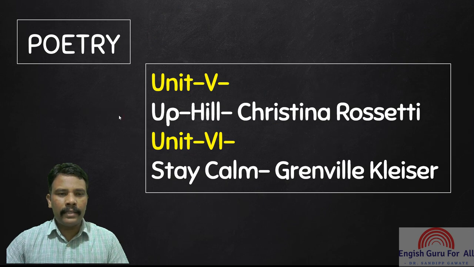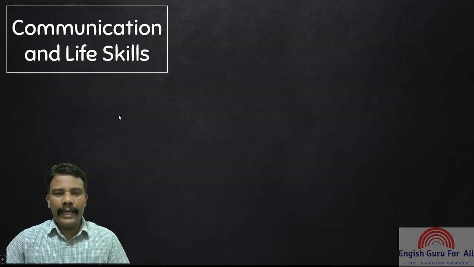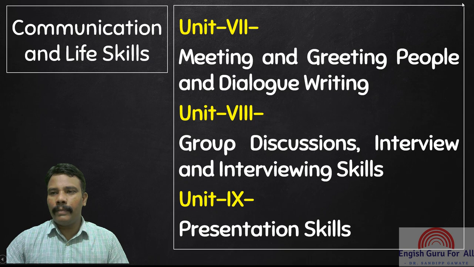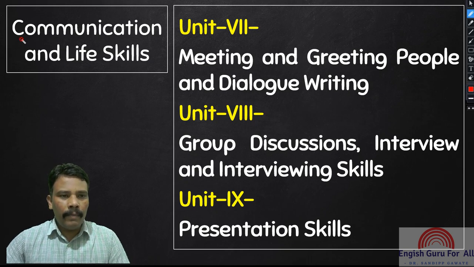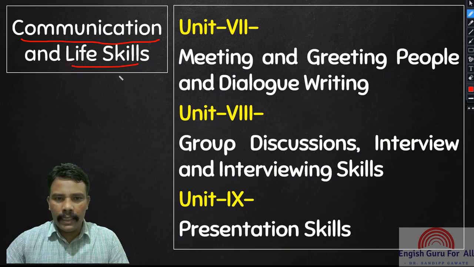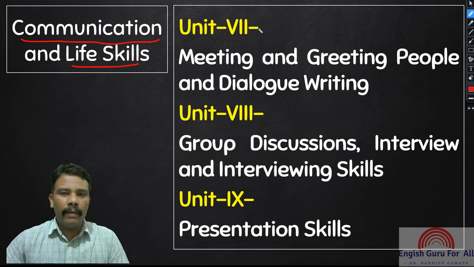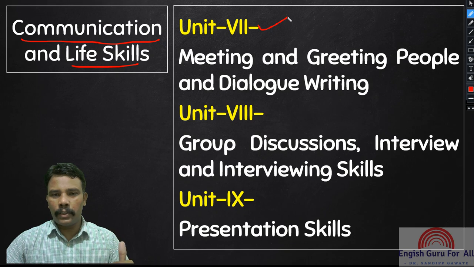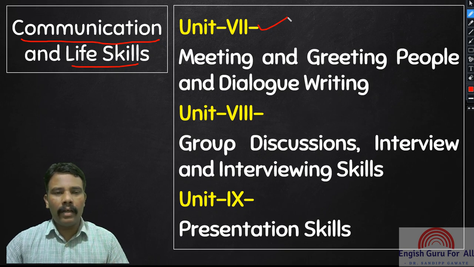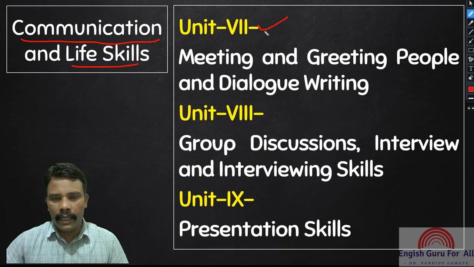Now the next section is communication and life skills. This is a very important part. Under this particular section, there are again a total of 3 units. I already told you that in the prose section there are 4 units, in the poetry section there are 2 units, and in communication and life skills, continuing the count, we have unit number 7.